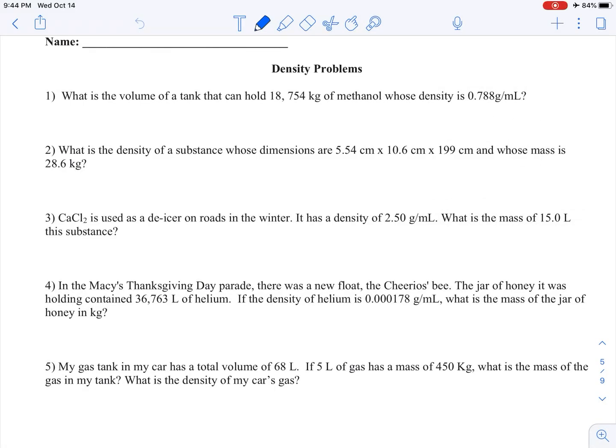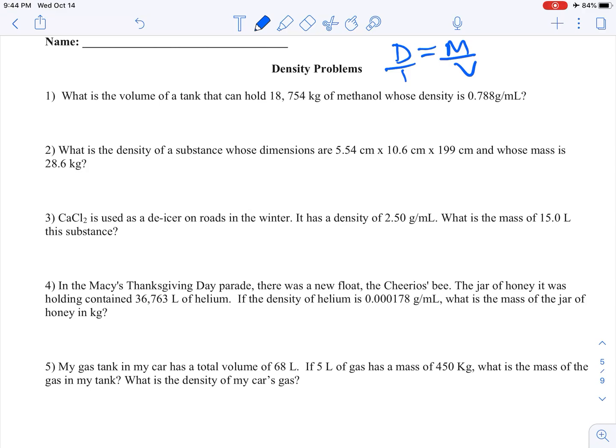Okay, so here are some density problems. The first thing you'll need is a calculator, and we'll also need to review our formula, which is density equals mass over volume. You can put density over 1 if you'd like. Also, something that is important to realize is we need consistent units. For example, if the density is in grams per milliliter, we need our volume to be in milliliters, we need our mass to be in grams, etc.